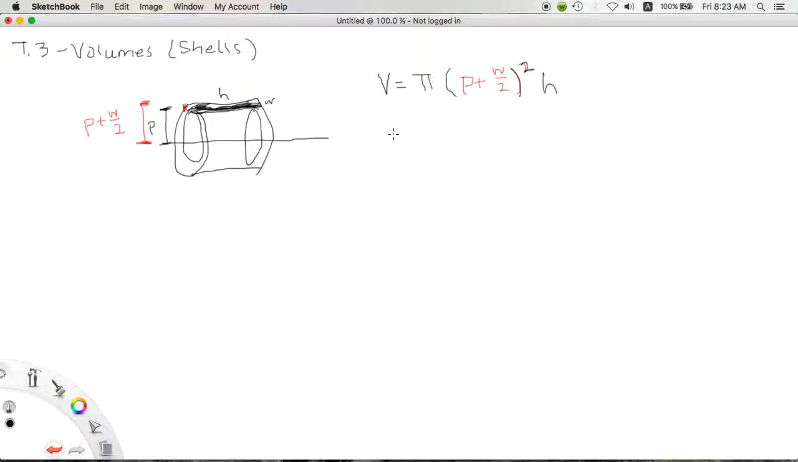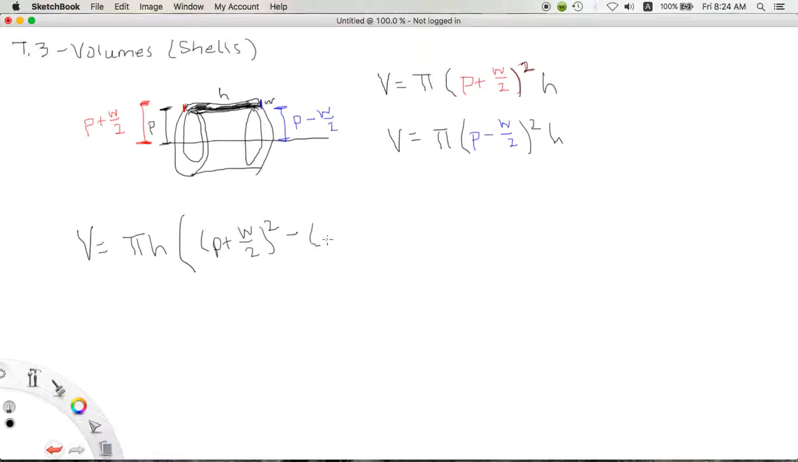Pi r squared H for the outside. Now for the inside, we've got pi, and again we've got an r, except this time we're going to this inside part. So it's the P, which goes to the middle, minus W over 2, because that length is W, so we subtract off half of it. And pi r squared H. And so what we're going to do is take this whole volume and we'll have pi H times (P plus W over 2) squared minus (P minus W over 2) squared.